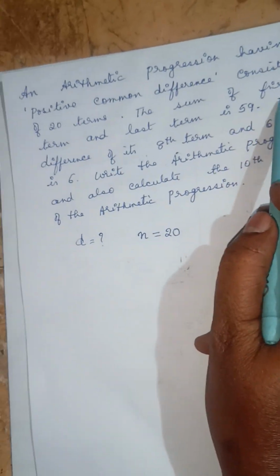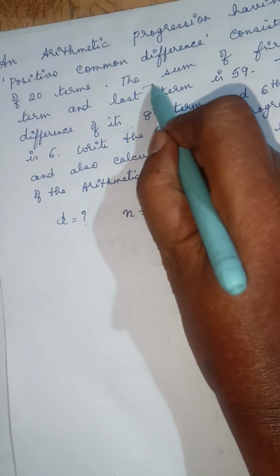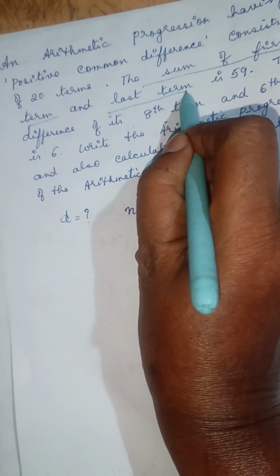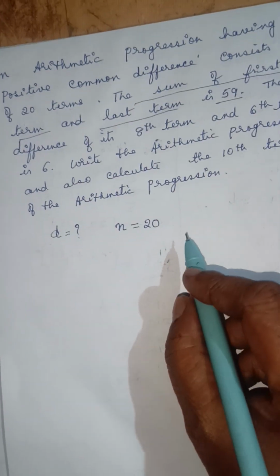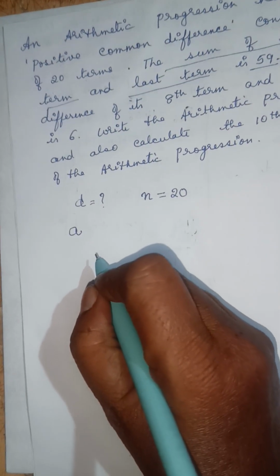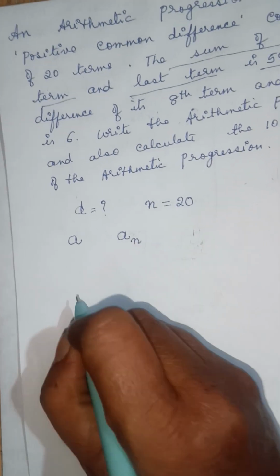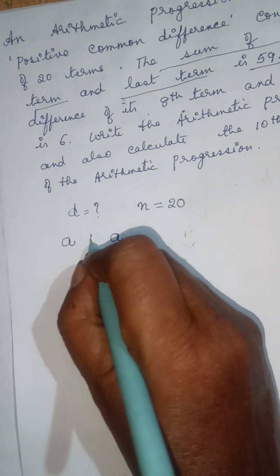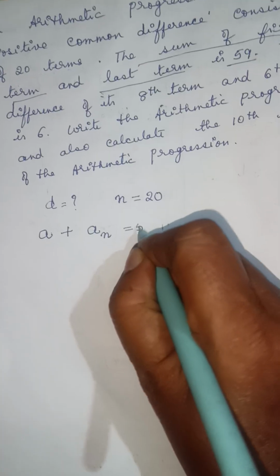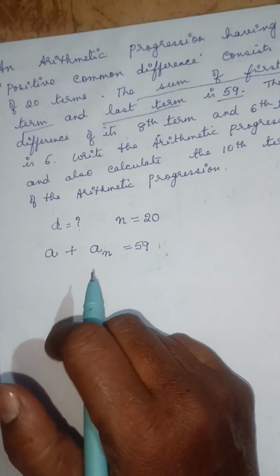The sum of the first term and the last term is 59. Let me underline this. Sum of the first term and the last term is 59. The first term I denote with A, or you can denote it with A1. The last term is denoted by AN. So the sum of these two terms, the first and the last term, is 59. This is given to us.